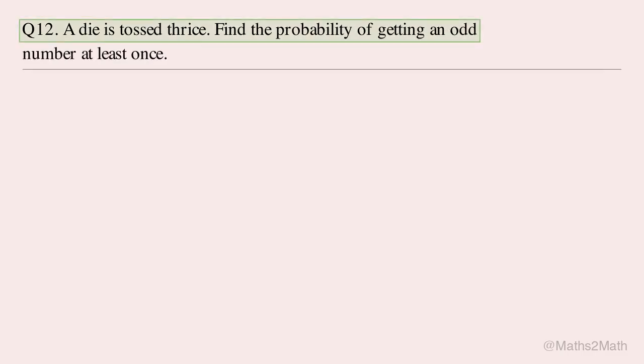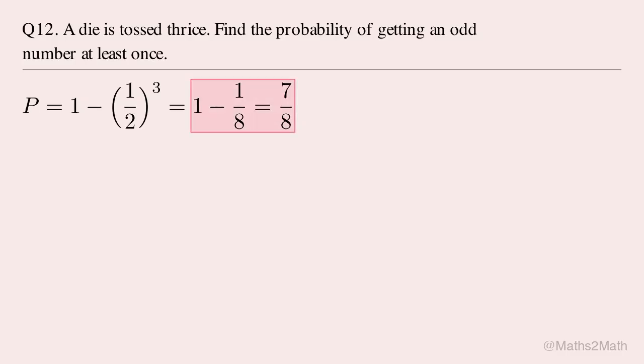Question 12. At least once, go through the complement. No odd at all is the easy event. Each toss avoids odd with probability a half, so 3 tosses avoid it with probability 1/8. At least one odd is the complement, 7/8.